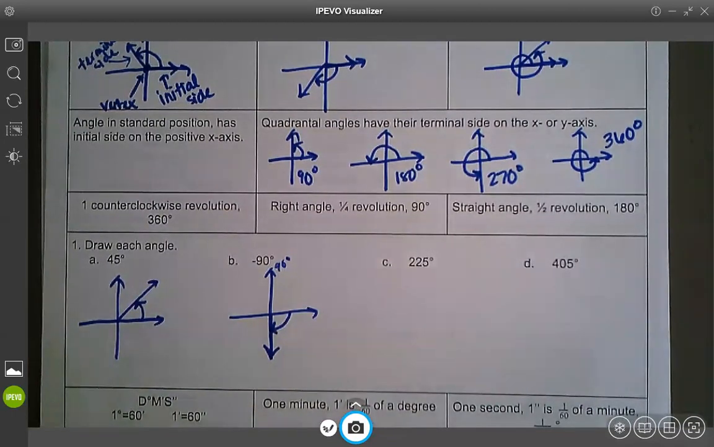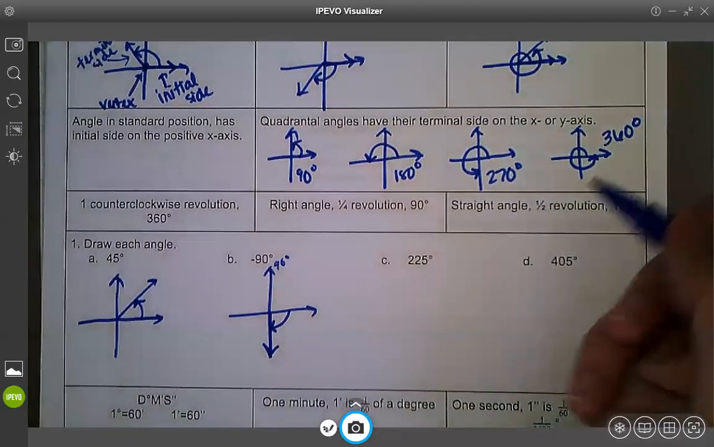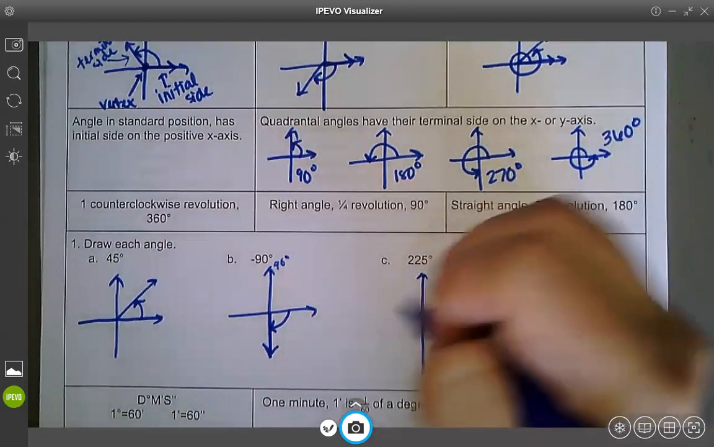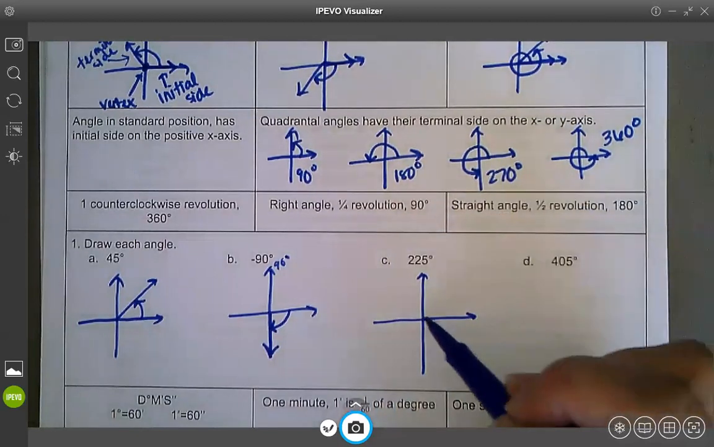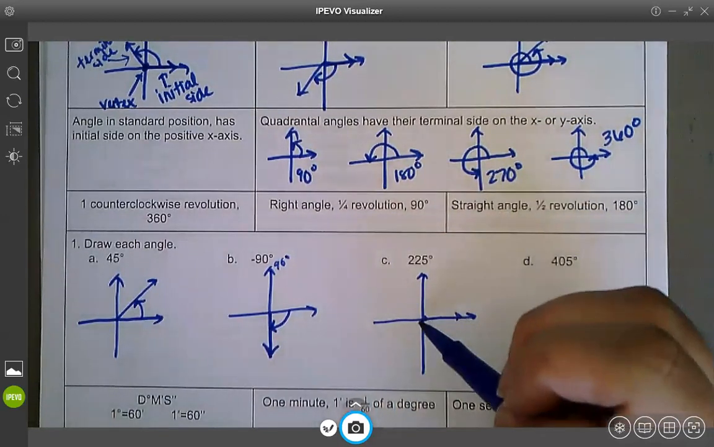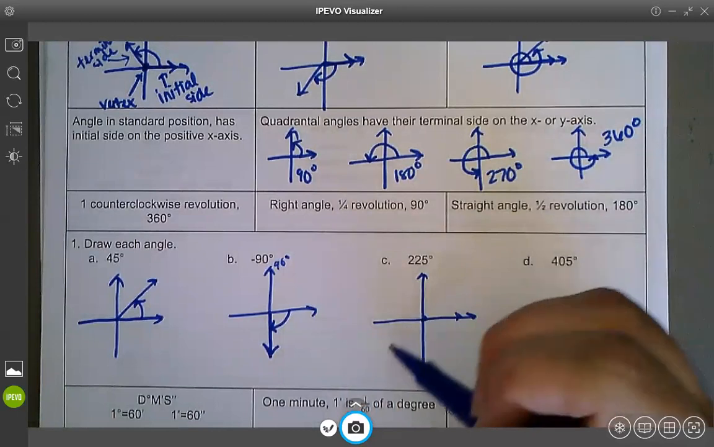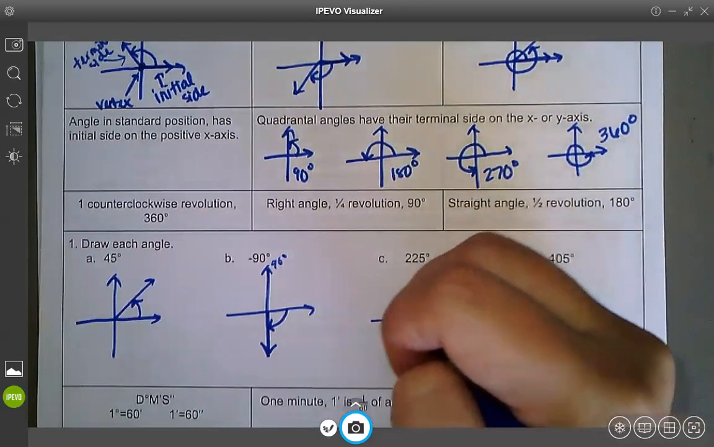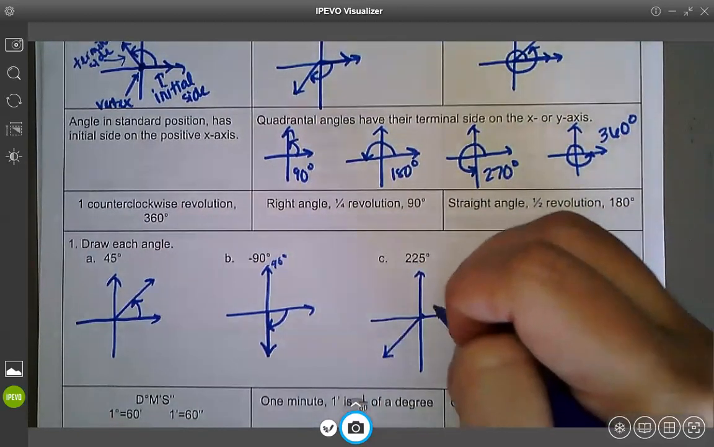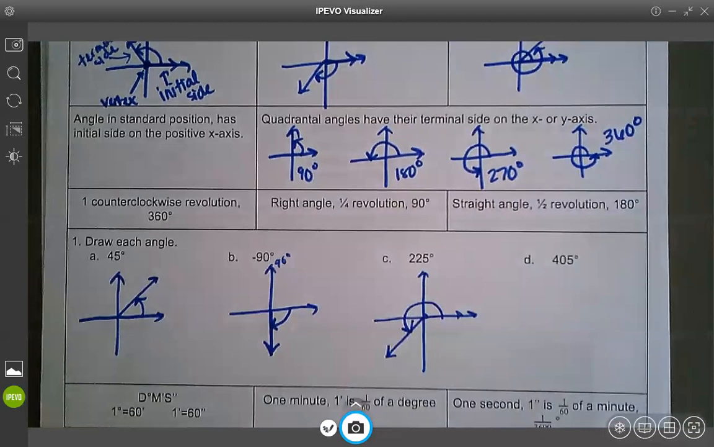225 degrees is 45 degrees past the 180, which is a straight line. So I have my initial side here. Well, 180, 45 past that is halfway in between 180 and 270. Positive 225 looks like that.